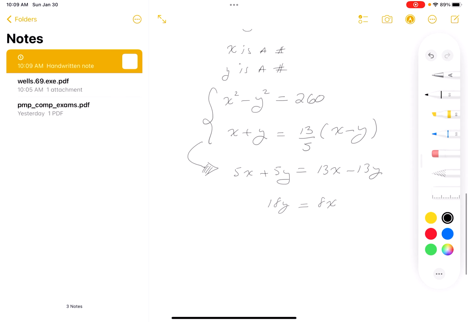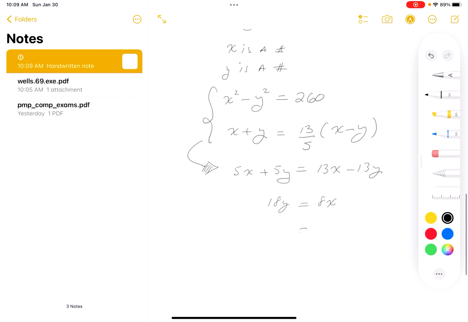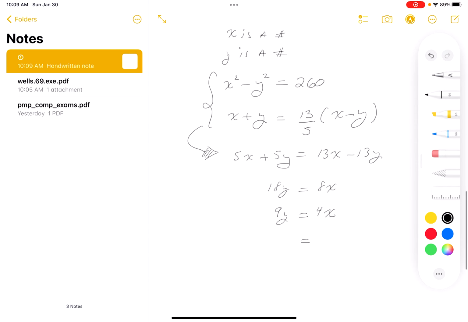And I'm going to reduce that by dividing both sides by 2. So you get 9y is 4x. And I'm going to solve for y. And what's y going to equal? 4/9 of an x.